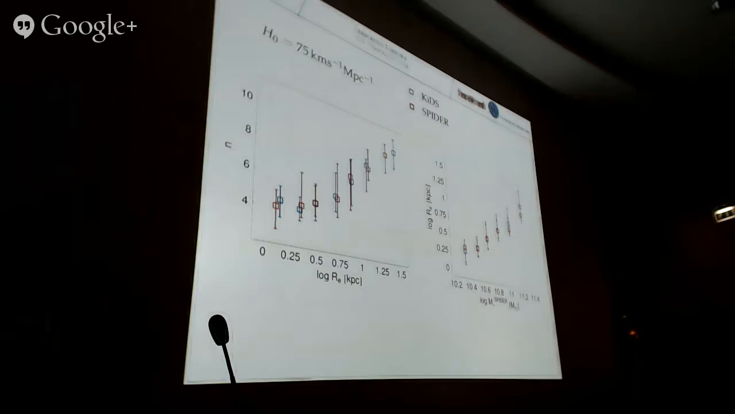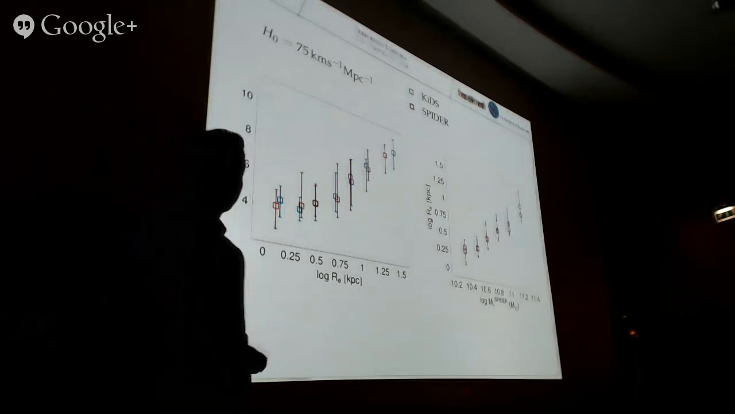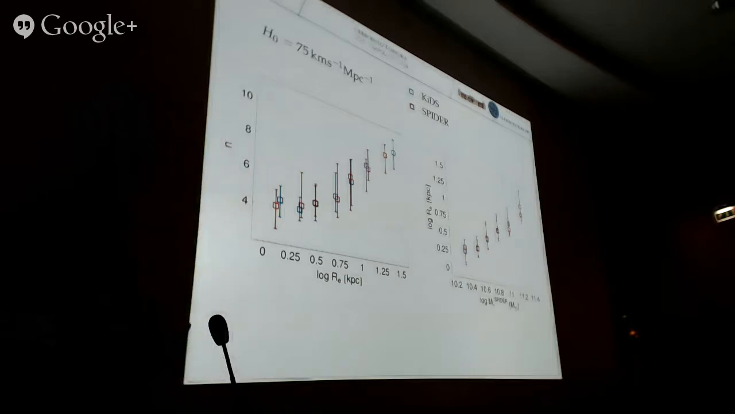I have adopted the standard cosmology to convert the observed scale in size to the physical scale. Here you see the Sersic index as a function of size, so size versus stellar mass, the size-mass relation. There is a good agreement, except with some differences due to larger sizes in KiDS.